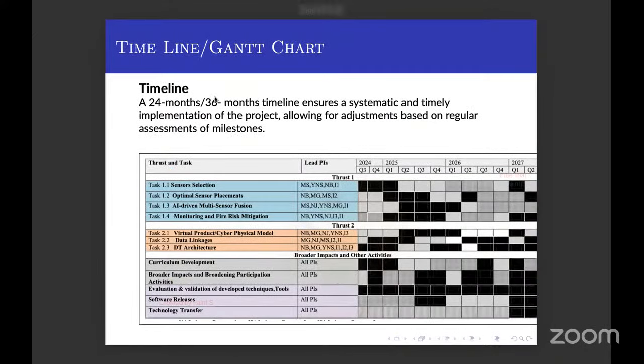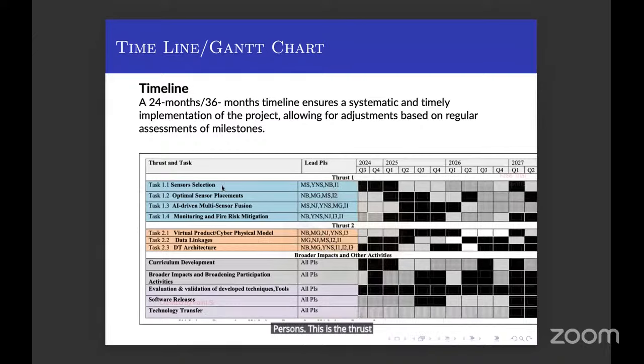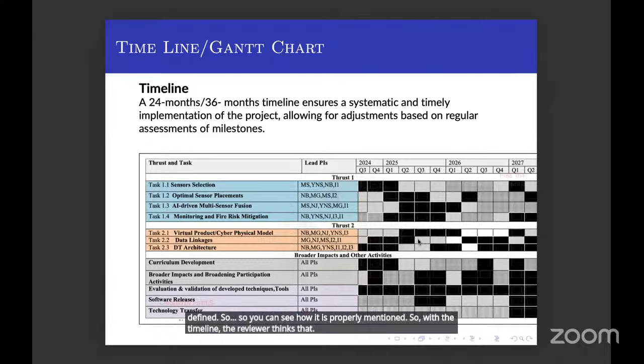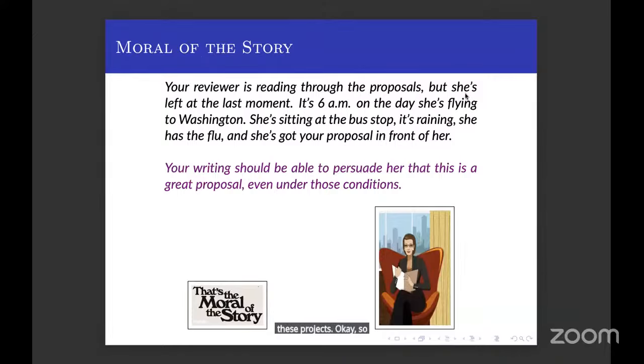This is the timeline which we write. Timeline is also very important. That is also called a Gantt chart. You can see here how these timelines are written. Task 1.1, 1.2, 1.3, and we have divided them among different persons. This is thrust 1, thrust 2, and all these parts have to be written, with how it is defined quarterly. You can see how it is properly mentioned. With the timeline, the reviewer thinks that this is written very well, and they have planned it, and they will do this project. So your proposal has to be this.